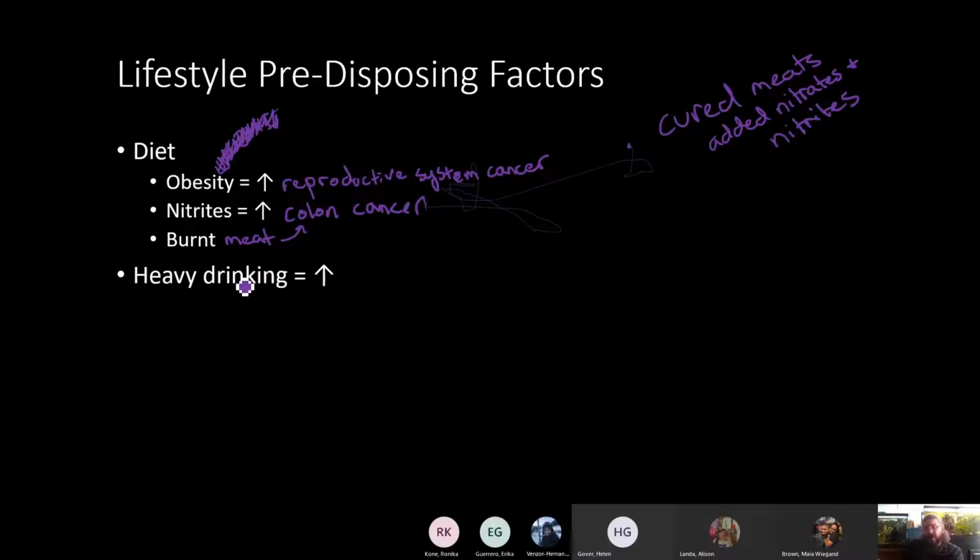Then there's good old heavy drinking, right? Like alcoholism level of drinking. So this causes a lot of problems. Heavy drinking can result in cancer basically along the entire digestive pathway, like oral cancer.